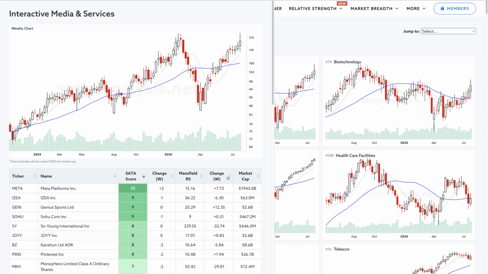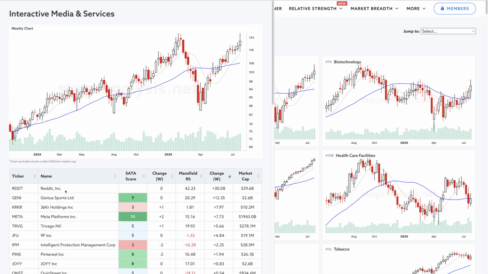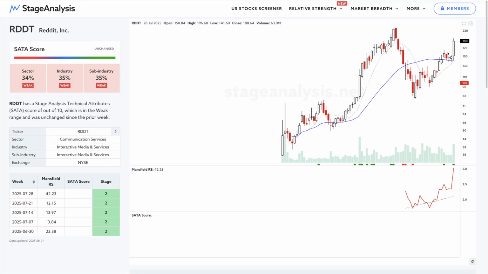So again, if we do it by Mansfield relative strength change on the week, you can see it was Reddit, Genius Sports, 36KR, Meta, Trivago. So 36KR is only a really small market cap. If we flick through into these, you see Reddit had a stage 2 continuation move.